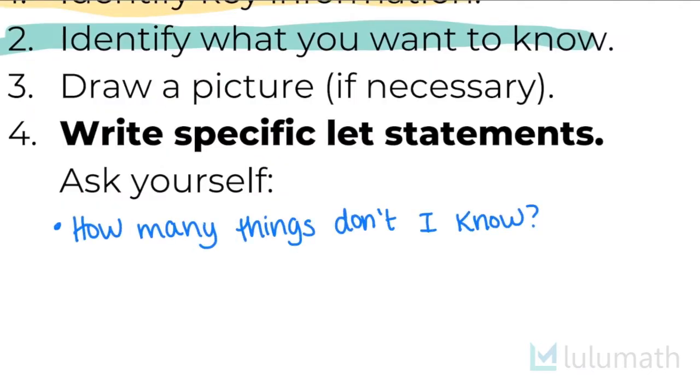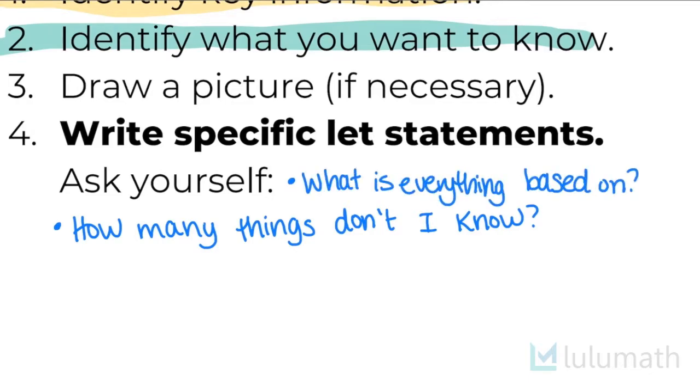I want you to ask yourself, how many things do I not know? Because the number of things that you don't know is going to set us up for the number of let statements that we need to write. And just because a question might be asking for one specific thing, there might be multiple things in a problem that we don't know. And we have to write our let statements for all of those things to help us find even just that one thing that we might be looking for. I also want you to ask yourself, what is everything based on? And I'll explain what I mean as we write our let statements for this specific word problem.